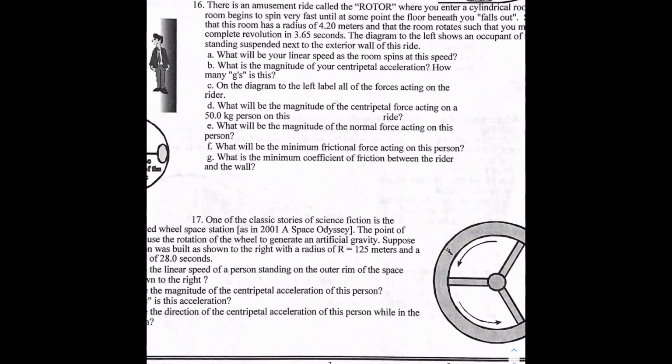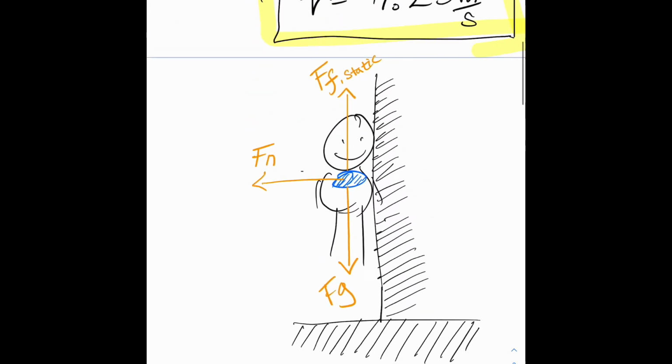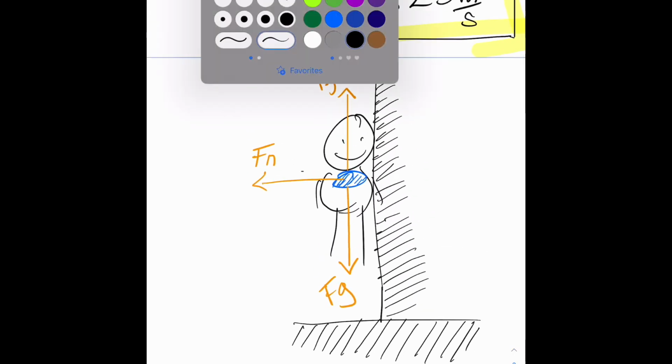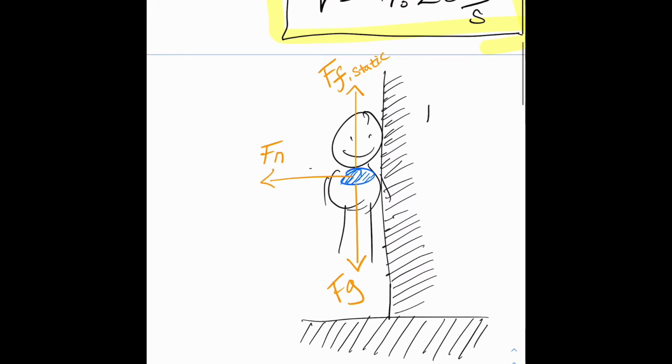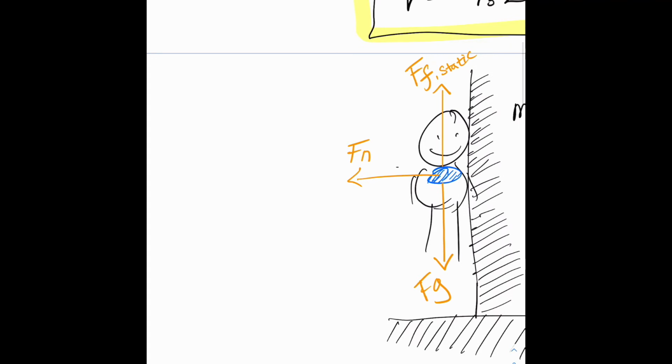Part D, what will be the magnitude of the centripetal force acting on a 50 kilogram person on this ride? All right. Let's go back here. Let's just write that down. Mass is equal to 50 kilograms, so I don't forget. And come over here.